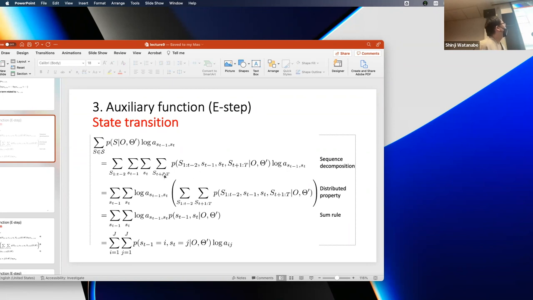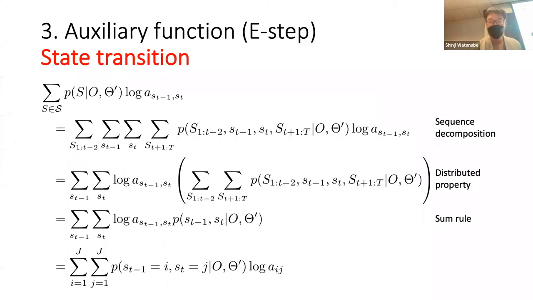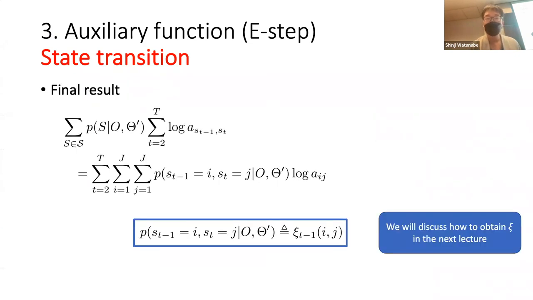And then this subsequence summation is actually only related to this distribution. And we use the sum rule again to eliminate the summation over the sequence. And the result is like that. There is no summation over the sequence. And again, this part looks very simplified, but this part, P(S_{t-1}, S_t), is actually not easy to obtain at this moment. So I will explain it next week.